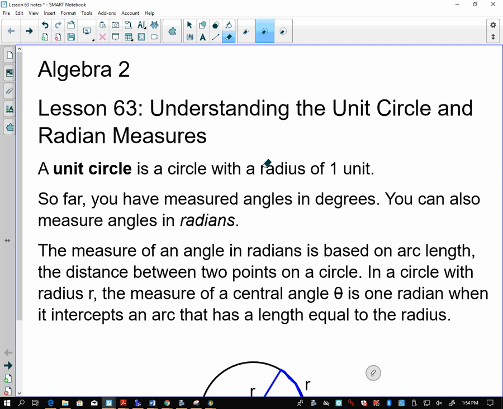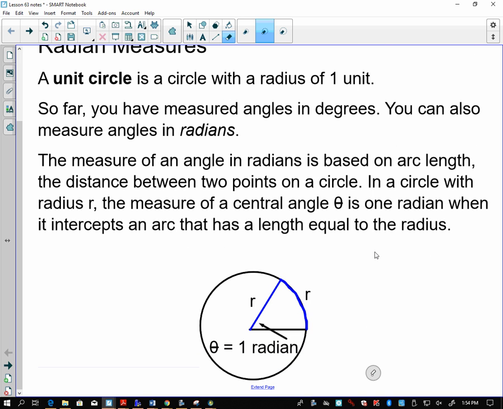Okay, so far you've measured angles in degrees. We're going to learn how to measure angles in radians. We're going to be able to convert from radians to degrees and degrees to radians. They're not different, they're just different forms. All right, so the measure of an angle in radians is based upon arc length. So arc length would be the distance from here to here. So that's something that's measurable. It can be in inches, meters, yards, miles, that kind of thing. Does that make sense?